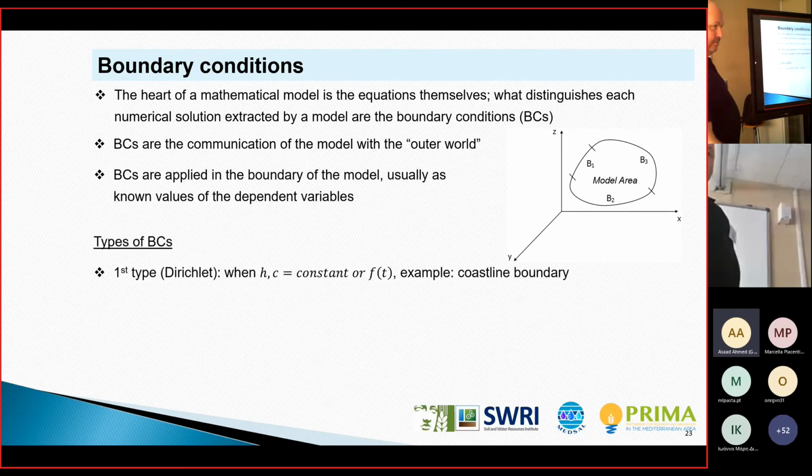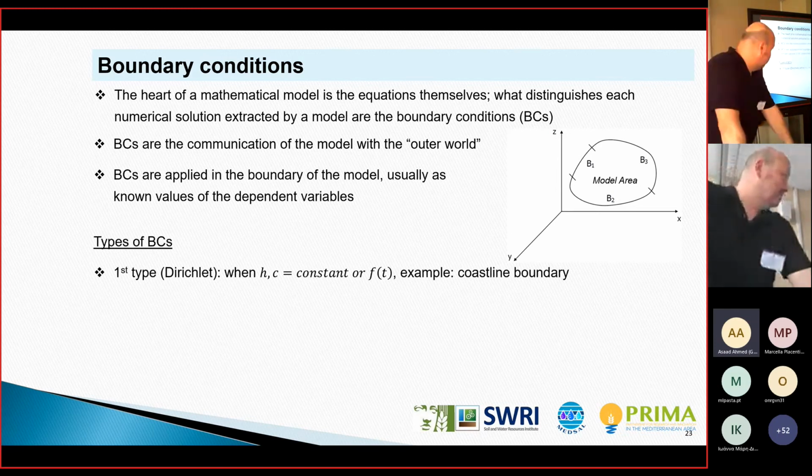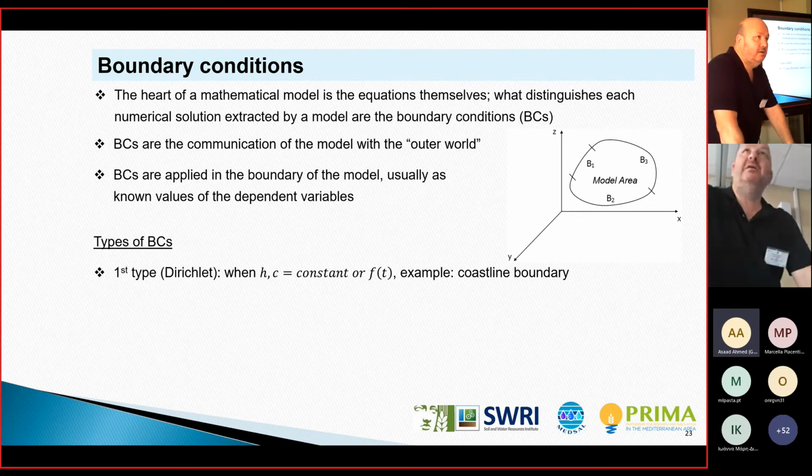So there are three types of boundary condition. The first type, or the Dirichlet type of boundary condition, is applied when we know head or concentration as a constant value or as a function of time. An example of applying this boundary condition is the coastline, where we can apply that the head is the sea level, 0, or the concentration is equal to the salinity of the sea.